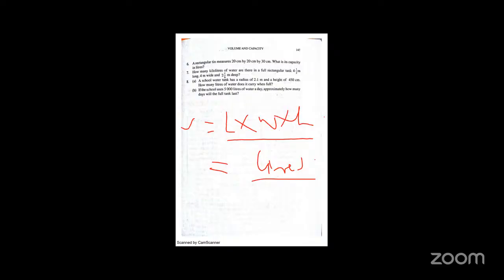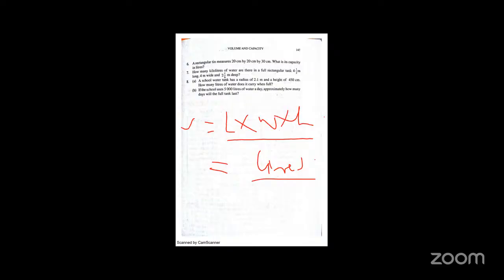And then number 6, a rectangular container measures this by this, find the capacity in liters. That is also simple. And then number 8, a school water tank has a radius of 2.1 meters and a height of 450 centimeters. How many liters of water does it carry when full? The same case, you find the volume.